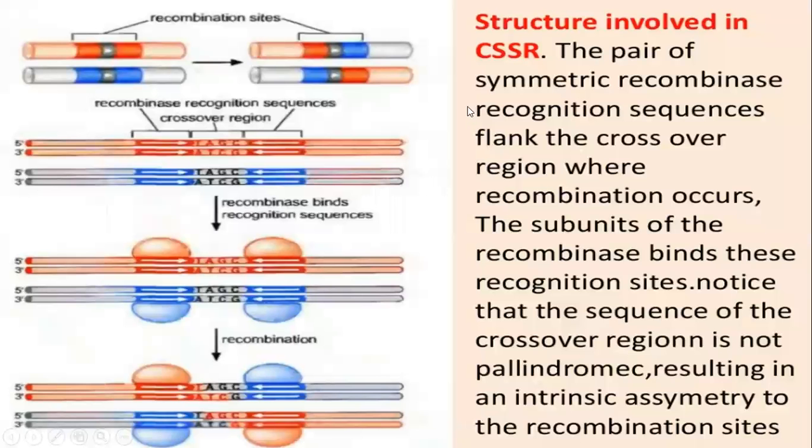Okay. Now let's see, these are the examples, the structure which is involved in the CSSR. So we have got a pair of symmetric recombinases recognizing the sequences. Okay. Now these are the regions where the recombination is going to happen. Now the subunits of the recombinases bind these recognition sites and then they undergo recombination. So can you see these are the recombination sites and then the recombinase is going to recognize these sequences. Okay. Now it is undergoing recognition. So once it goes and binds to these recognition sequences, recombination happens.